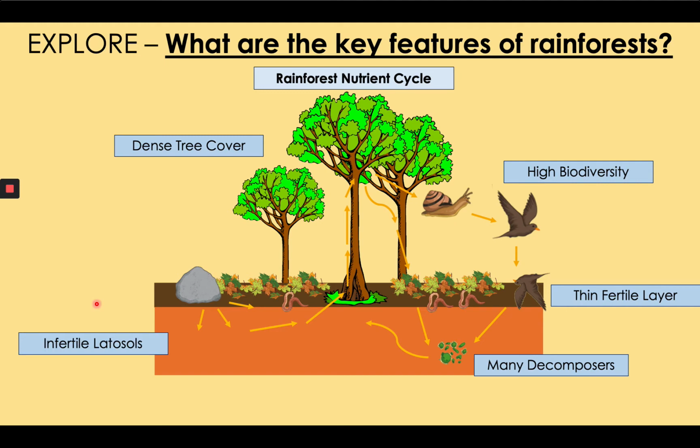Because there are so many trees which have a vast network of roots that spread near the surface around the ground, the nutrients are rapidly absorbed by the trees from the soil, which means that nutrients that absorb into the soil do not remain there for a long time. They return to the trees.